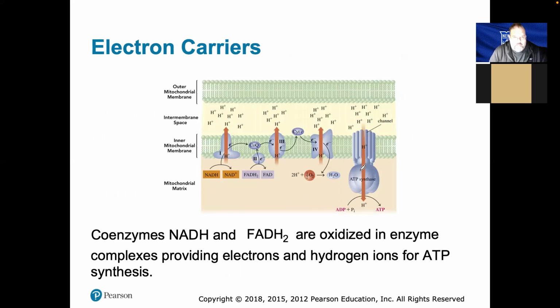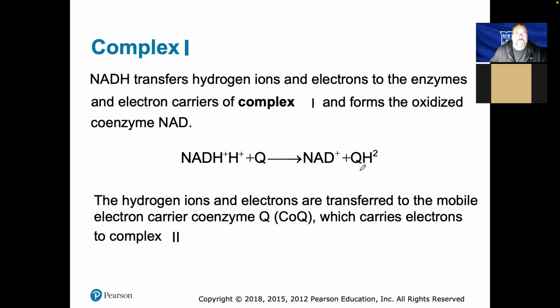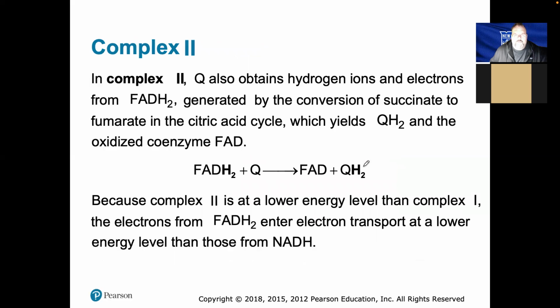Electron carriers. The coenzymes NADH and FADH2 are oxidized in the enzyme complexes, providing electrons and hydrogen ions for ATP synthesis. Not going to go through all four complexes.